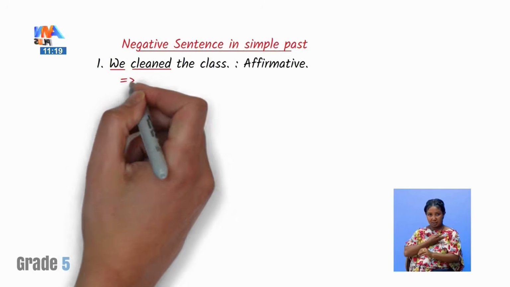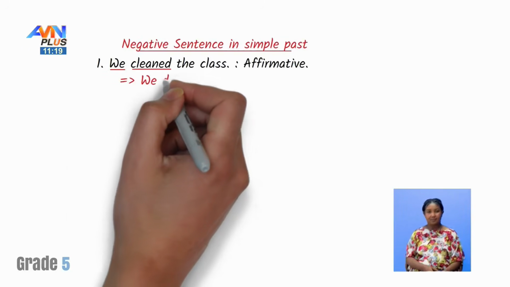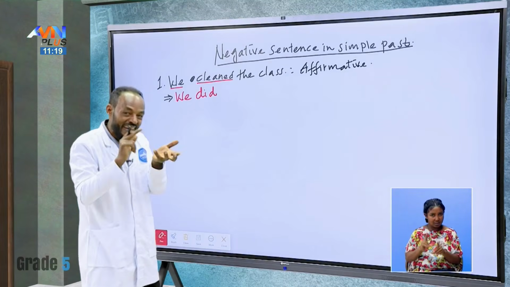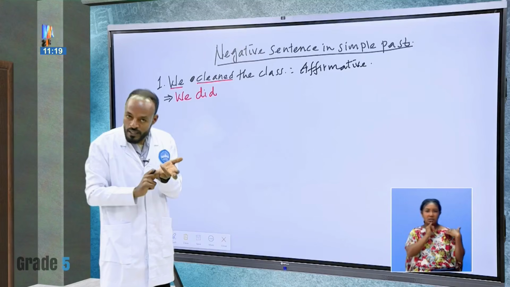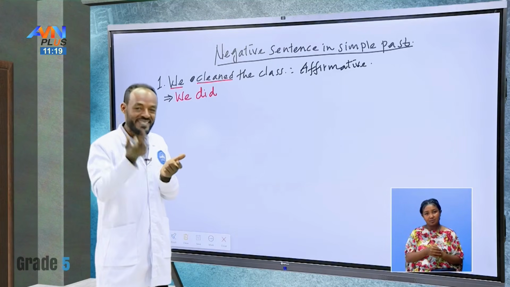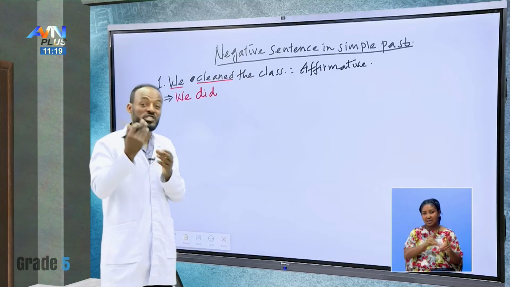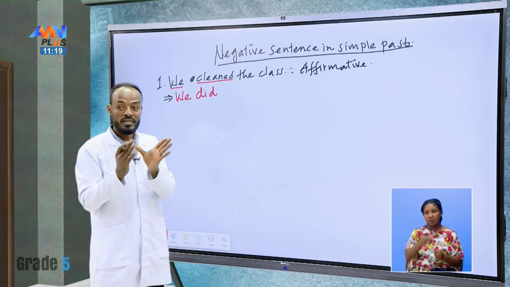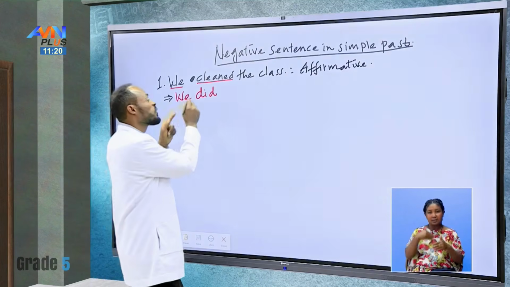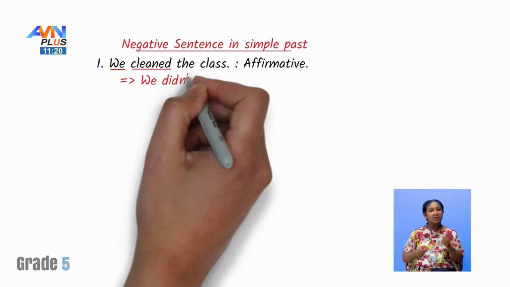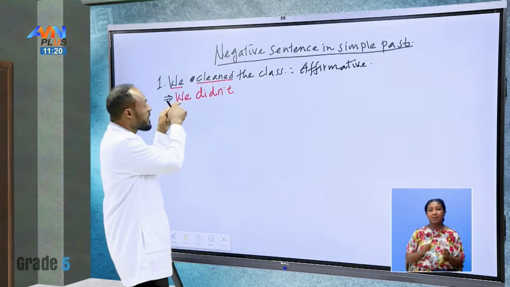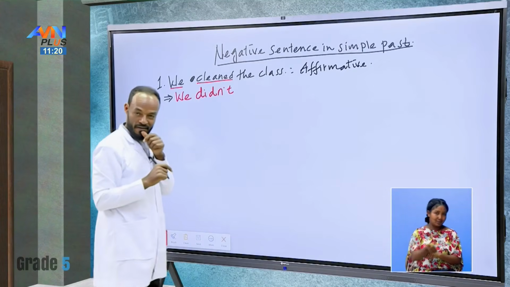We then did. Is it clear? We did, with any subject. Even if the subject is I, I did. If the subject is you, you did. We did, they did, she did, and so forth, okay? Because the subject may not change. Clear? Then we did, which was the negative? Not. Is it clear? So we did not. We did not.